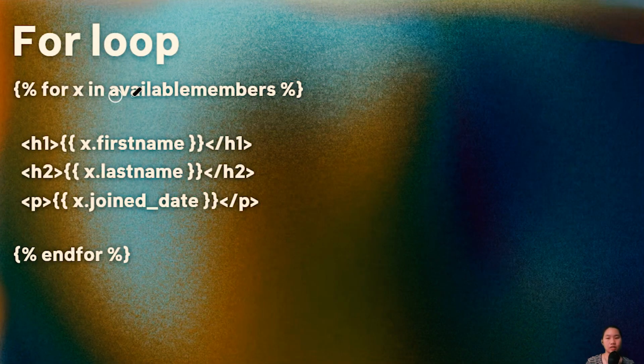This is the basic syntax of a for loop with Django: for x in available_members. Obviously, available_members must be available to whatever file this code is on, in the views.py file. That's the only way we can access that model to be able to use the first name, last name, as well as join date. And when you're done with the for loop, don't forget endfor. Like with most code blocks, you end it with endfor.